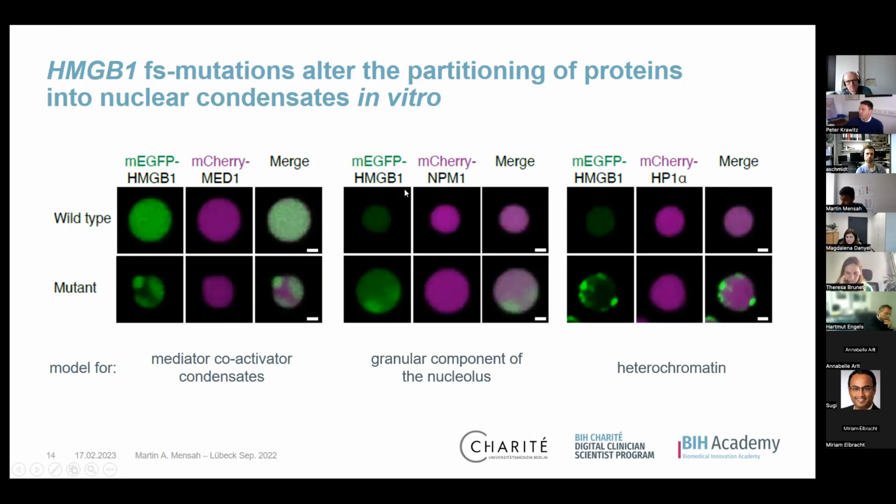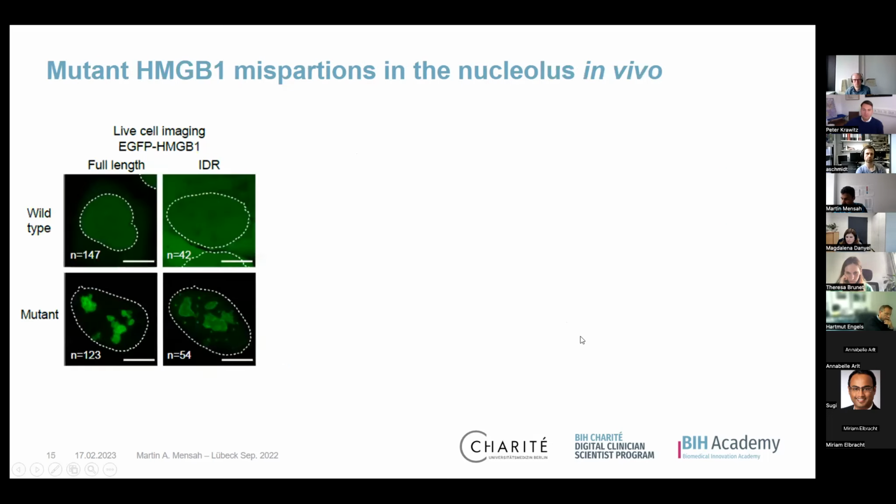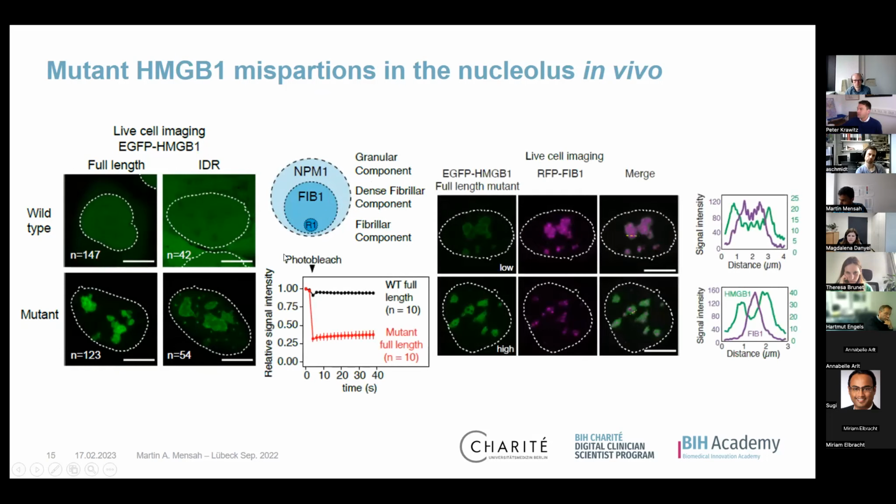We have seen here that mutant HMGB1 is now where NPM1 usually is. This means now mutant HMGB1 is in this outer layer of the nucleolus. That's where it now appears. And let's go on. And they could show this, and then they wondered, does it also interact with FIP1? Because FIP1 would be the droplet within the NPM1 droplet.